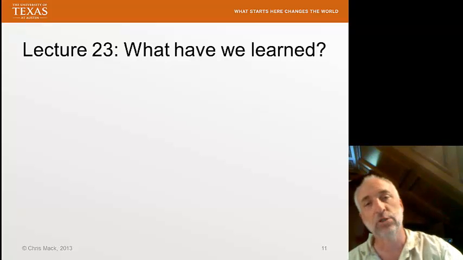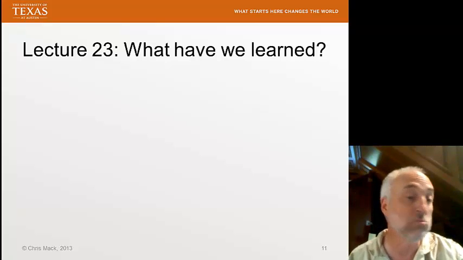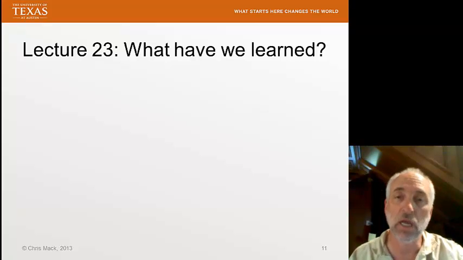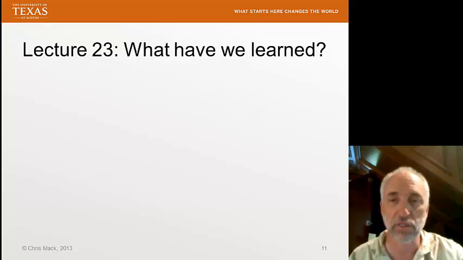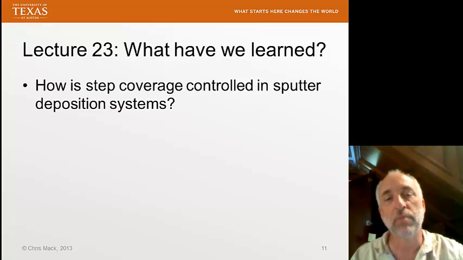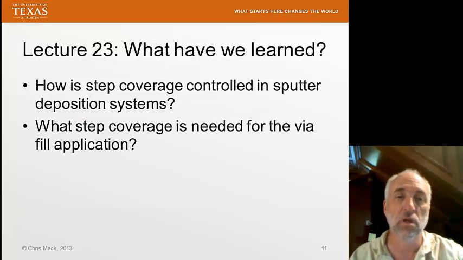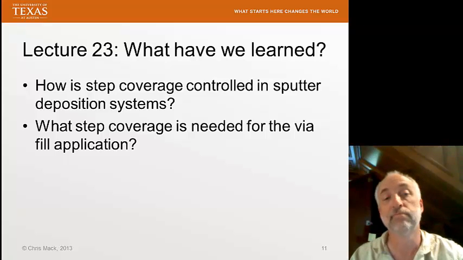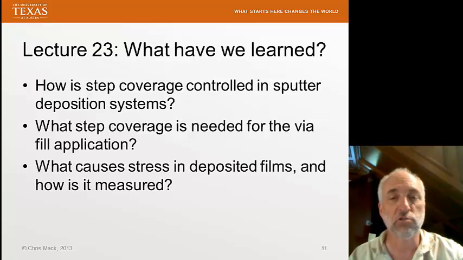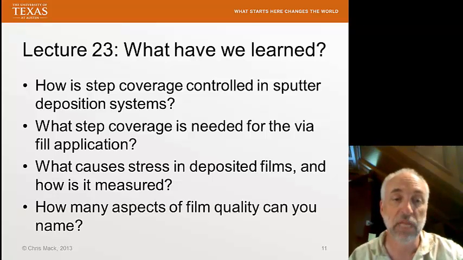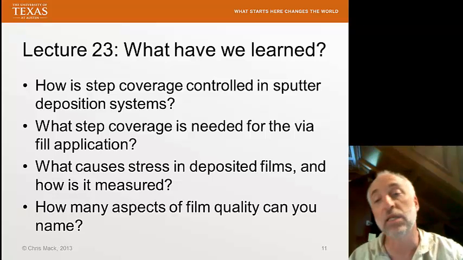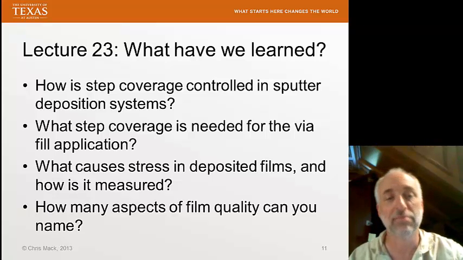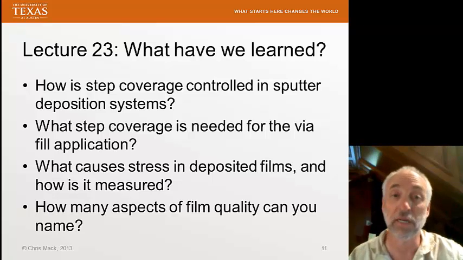Well, that's lecture 23. What have we learned? You should be able to quickly and easily answer these questions. If not, you might need to go back and review some of the material in this lecture. How is step coverage controlled in sputter deposition systems? What step coverage is needed for the via fill application and why? What causes stress in deposited films and how is it measured? And finally, how many aspects of film quality can you name? Hopefully all of them, but hopefully not just a couple. We've looked at a lot.